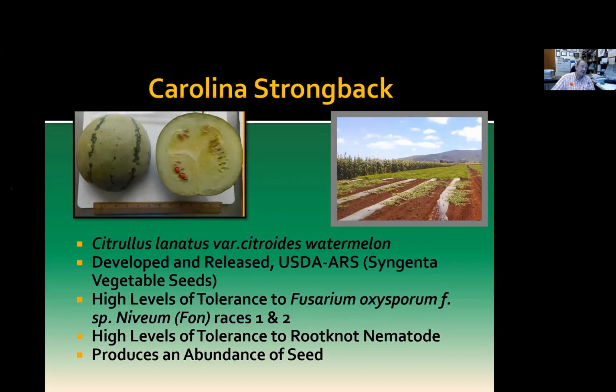And you'll notice that this is non-grafted right here at the front, and these are all grafted onto our rootstock here. And so this rootstock has both resistance to nematodes as well as fusarium, all races of fusarium that we've tested so far.